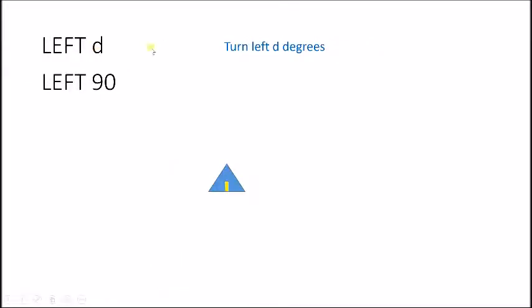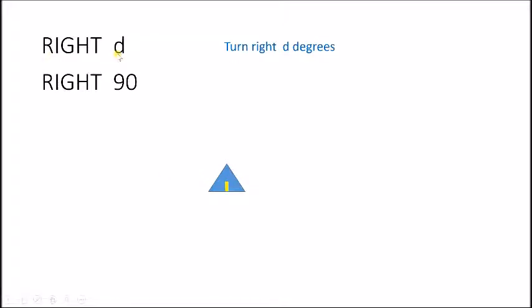Left D. D means degrees. So when I say left 90, my turtle will face the left. It will turn to the left 90 degrees. Let's see. Yes, like this. Now the face is on the left. After this, right D. This means the D in D degrees, and also we will turn to the right like this. Now the face is to the right.